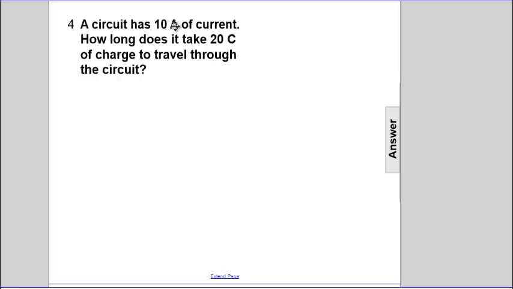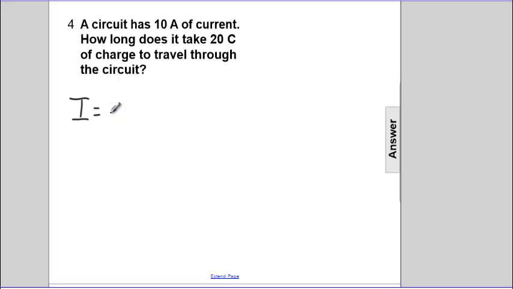Again, we have a circuit that has 10 amps of current, 20 coulombs. How long does it take for that to occur? How long does it take for 20 coulombs to go at 10 amps? You can think about this. One amp would be 1 coulomb of charge traveling every second. So if you have 10 amps, you have 10 coulombs of charge traveling every second. If you have 20 coulombs, it's going to take 2 seconds.